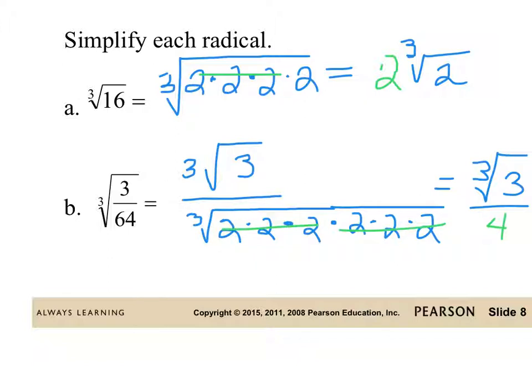So this concludes our lesson on simplifying radicals. And again, you should do some homework, make sure that you understand how to do these, and ask questions on any problems that you don't understand how to do.